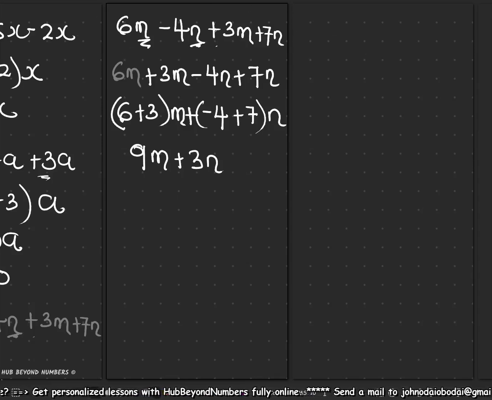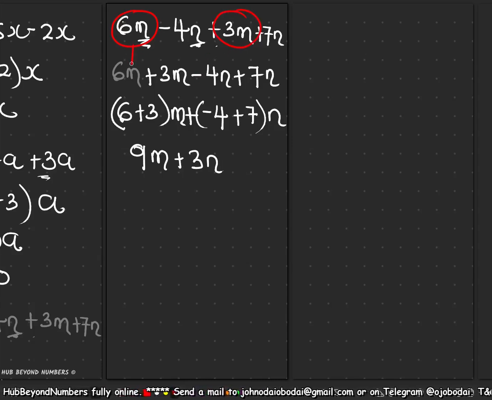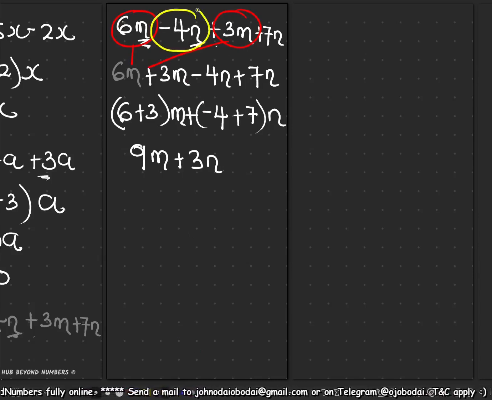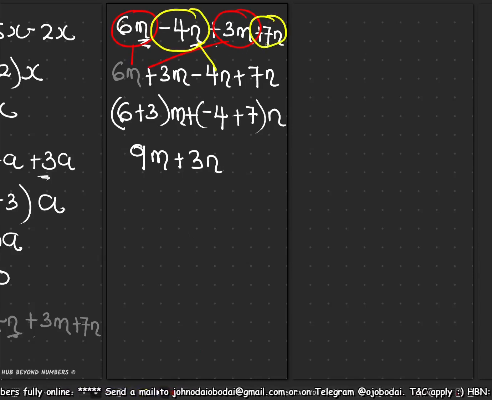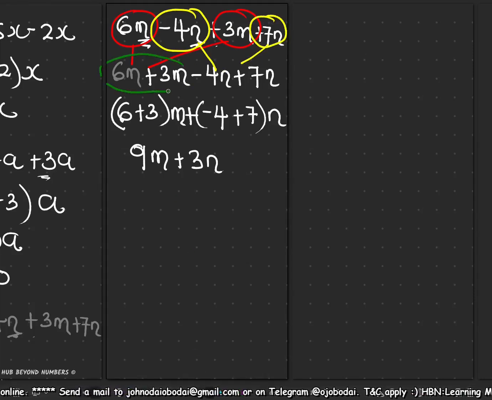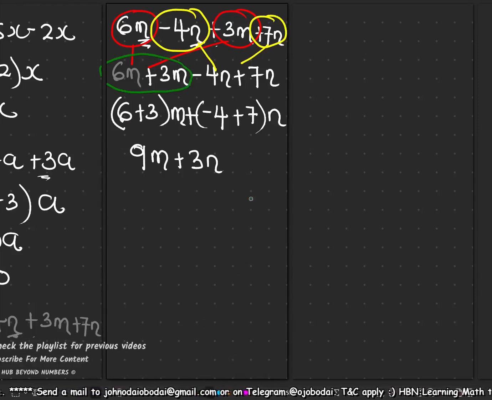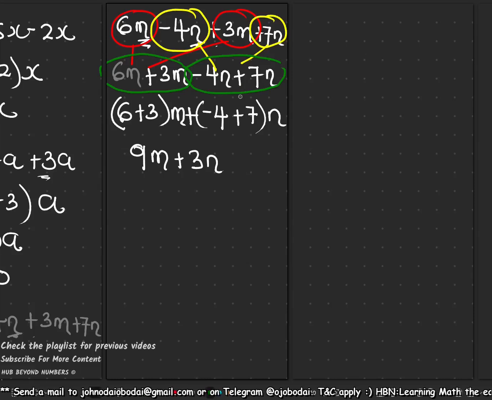Let's go over once again because this looks different. 6m minus 4n plus 3m plus 7n. We first of all group our like terms. So there is this m term over here and then that of what? An m term over here. So we group them all together. This is after which we take what? The n's and also group them all together. So we solve that of the m's. You see, after which we can now solve that also of the n's.